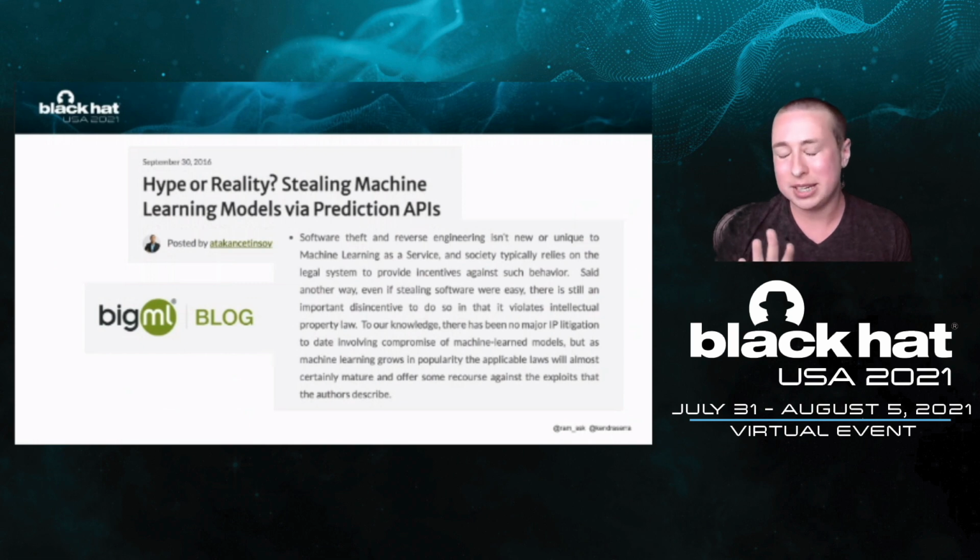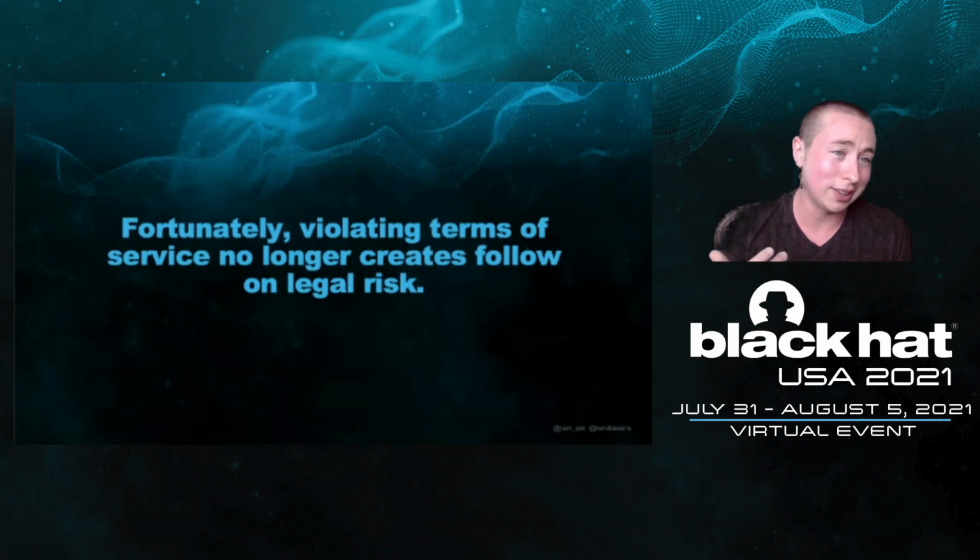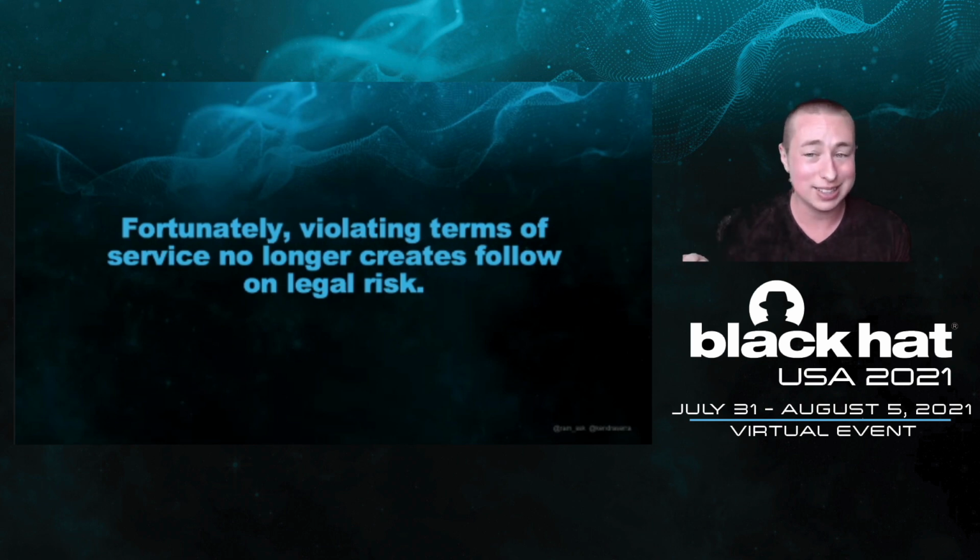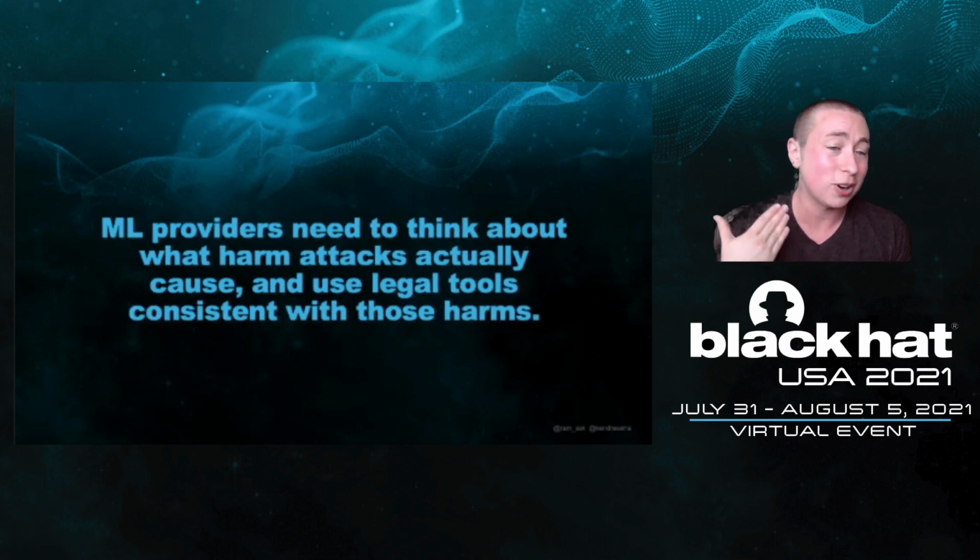One of the ways companies have been trying to protect themselves so far is terms of service. Fortunately for security researchers, violating terms of service no longer creates what I call follow-on legal risk. You may still have a breach of contract claim, but you can't now invoke the Computer Fraud and Abuse Act in the same way you could previously. That means that machine learning providers need to think about what harm attacks are actually causing and use the legal tools that are consistent with those harms, whether that's copyright or trade secret.